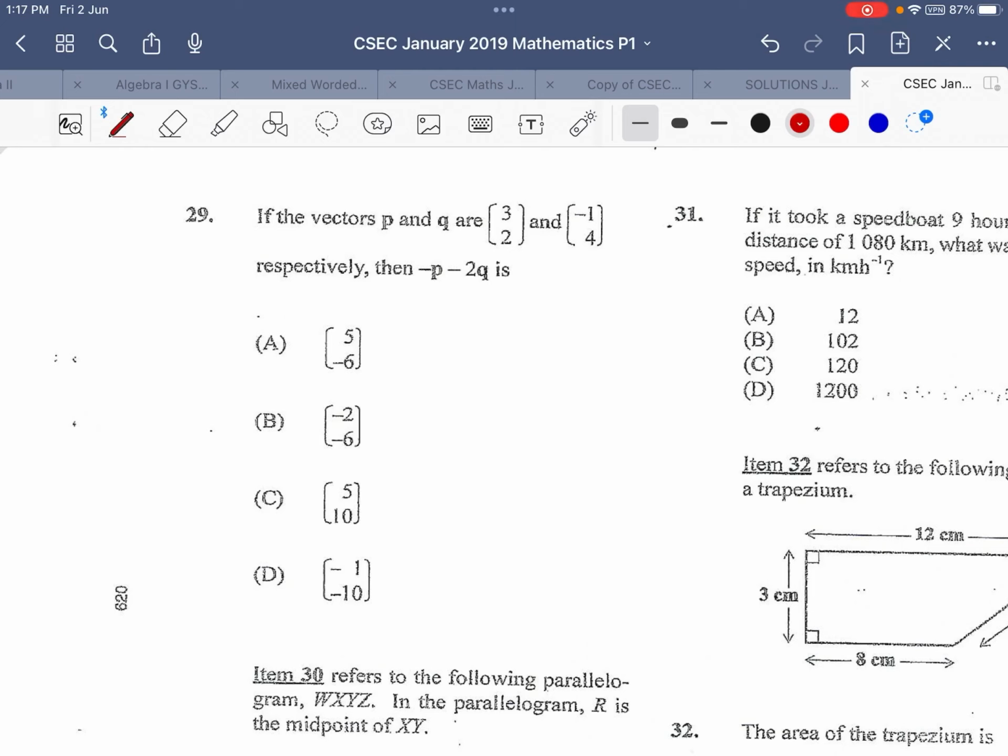If the vectors P and Q are 3, 2 and minus 1, 4 respectively, meaning that respectively means that P, the first letter listed here, matches up with the first vector listed, and the second letter listed here matches up with the second vector listed. So P is 3, 2, and Q is minus 1, 4, and then they want you to find minus P minus 2Q.